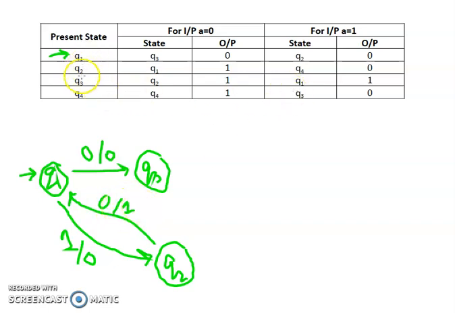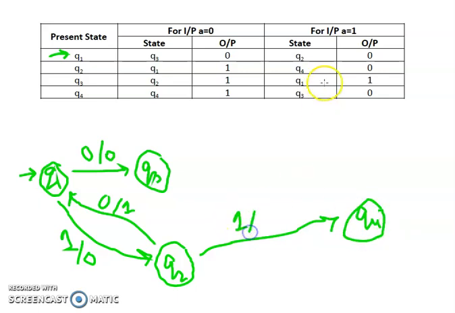Now, suppose we are on the state Q2 and we are reading the input 1. Then we will move to a new state, the state Q4. So we make a new state Q4, and with the input 1 the output associated is 0, so we will write 1 by 0. That means from the state Q2, reading the input symbol 1, we move to state Q4 and the output generated is 0.